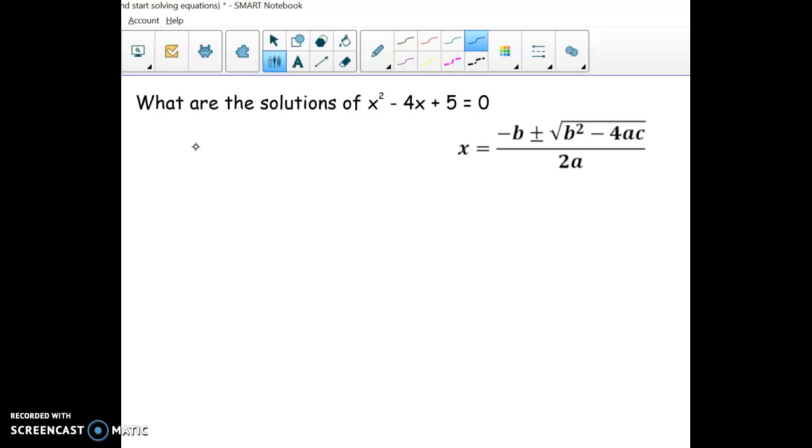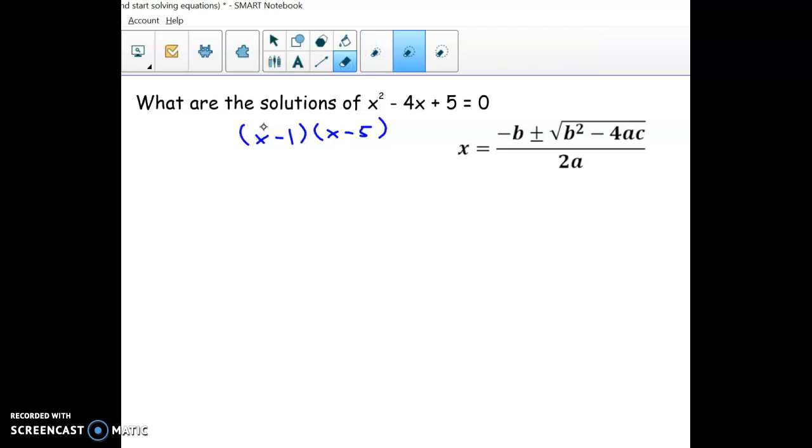All right, try to solve this one. Pause the video, give it a shot. So when I first looked at this, I thought, this certainly looks like it factors maybe. Like I could just do x and x and then multiply to positive 5 and add up to negative 4. But for positive 5, it'd have to be either positive 1 and positive 5 or negative 1 and negative 5, and neither of those will add up to the 4. So it looks like it actually doesn't factor.